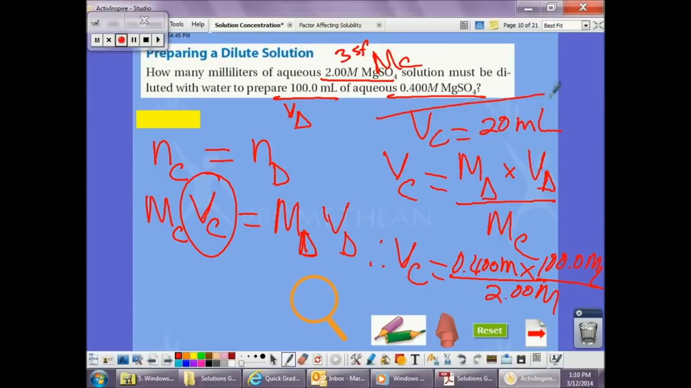So this is the amount of the concentrated solution I should measure and put in a container and bring up to a total volume of 100 ml. Okay, so we will stop right now for this video.